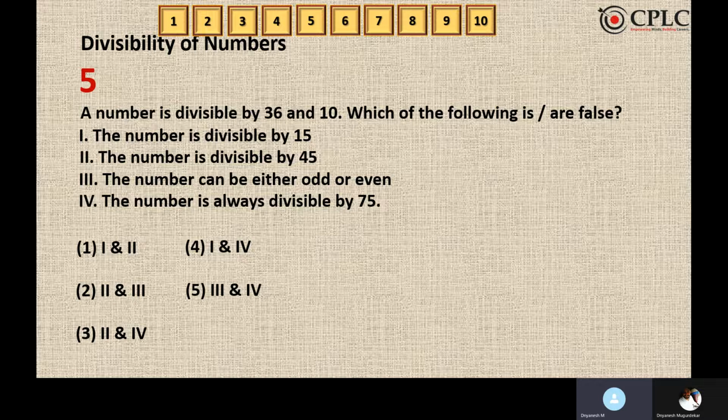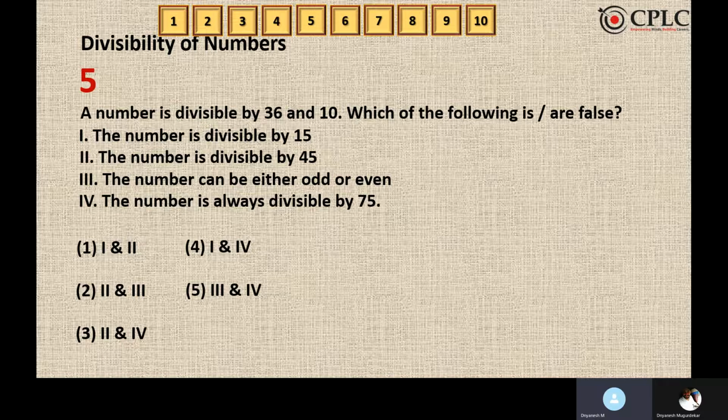Which of the following are false? So a number is divisible by both 36 and 10. Now when will that be possible? When it is their common multiple. So common multiple is LCM. So the LCM of 36 and 10 turns out to be 180. So consider the number as 180 and check the statements.